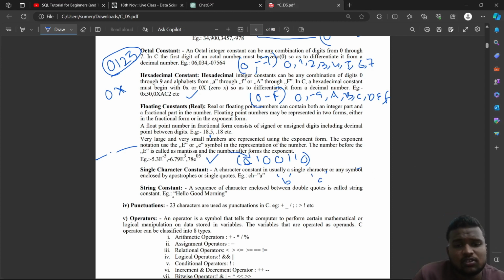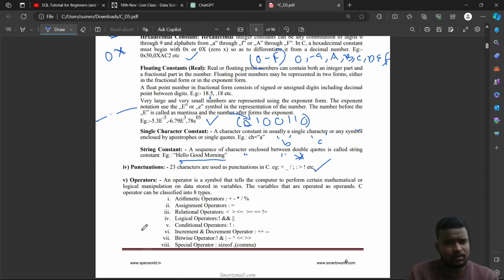On the string concept, we have a set of characters. A sequence of characters enclosed between double quotes is called a string. These are a sequence of allowable characters, and they should be enclosed within double quotations. This is also very important for you to understand. Now moving to punctuations, there are 23 characters used as punctuation in C, like plus; these are nothing but special characters.